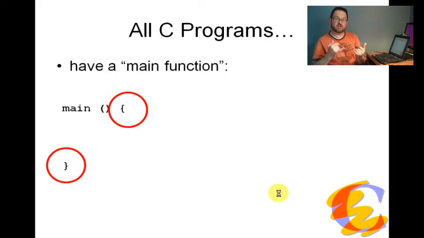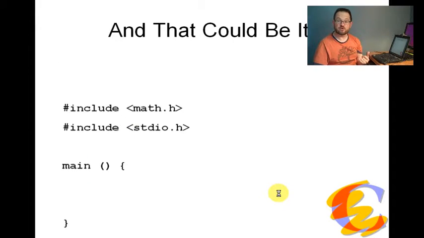So now, we learned that every C program has to have pound include math.h and pound include stdio.h. It has to have a main function, which is where the program will start. That will be step one of the program. Wherever main is, that's where it's going to start executing. That could be it. That would be the world's most boring program. That program doesn't do anything. But that would be a perfectly legitimate C program right there.